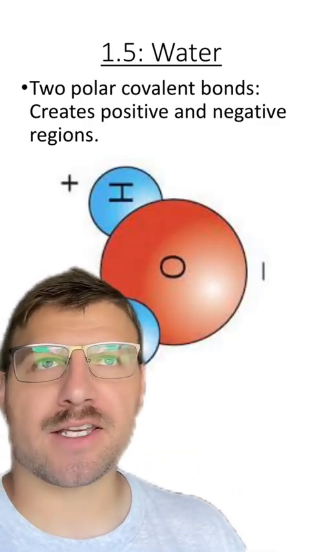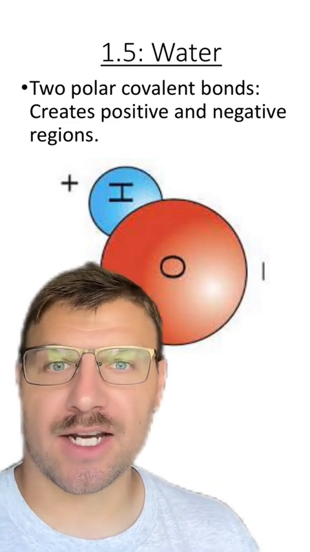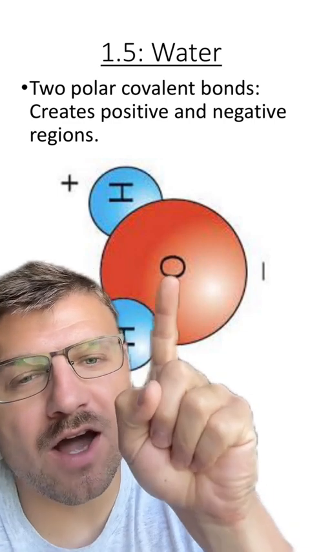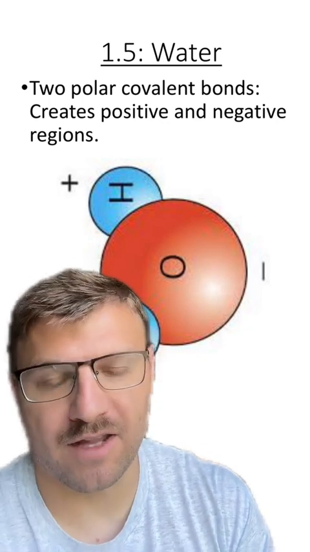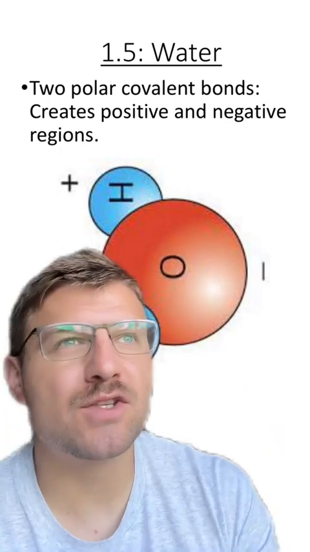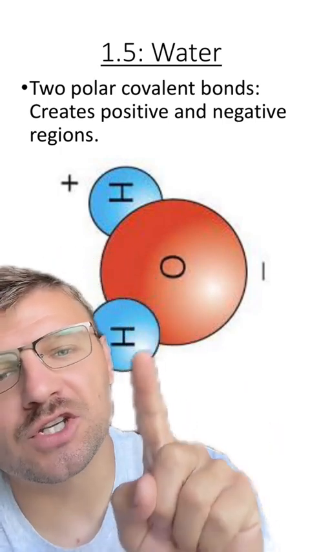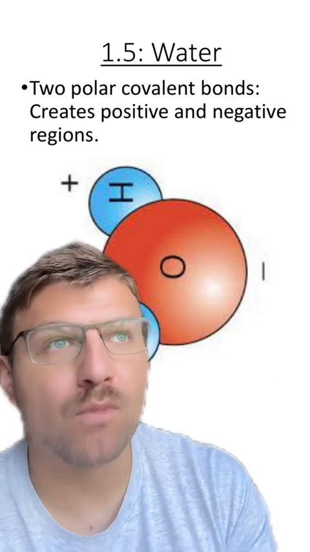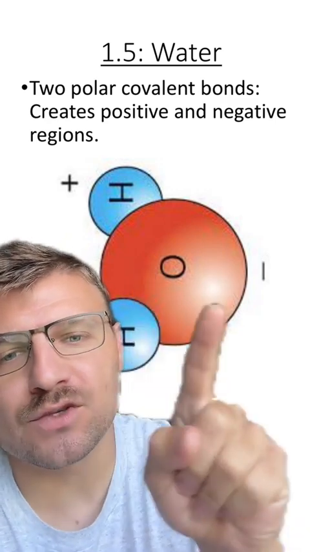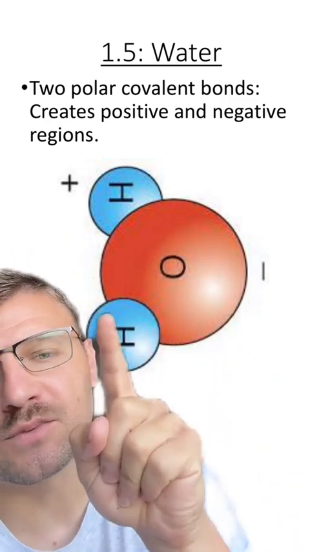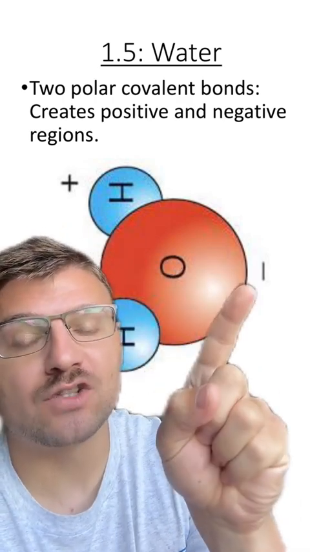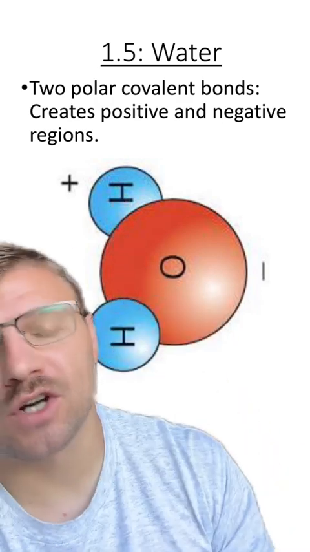Remember that polarity is just the unequal sharing of electrons between 2 atoms. The bonds between the hydrogen and the oxygen are going to be polar covalent bonds. The reason these are polar covalent bonds is because oxygen is more electronegative than hydrogen, so it's going to pull on the electrons more than the hydrogen will, which means the electrons are going to be in this region more than they're going to be in this region. This means since electrons are negative, we're going to have a negative charge here and 2 positive charges here.